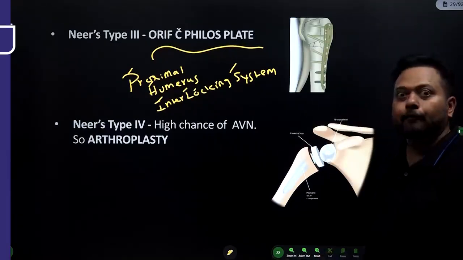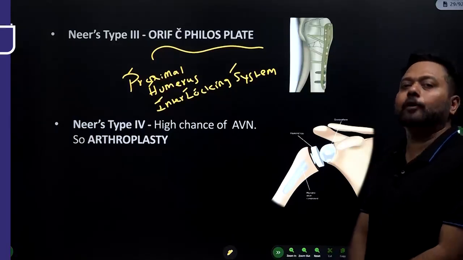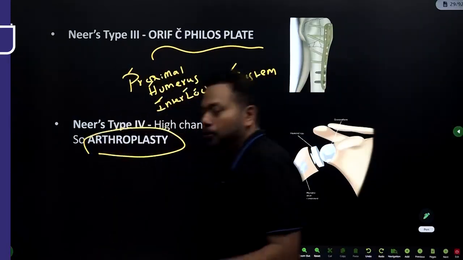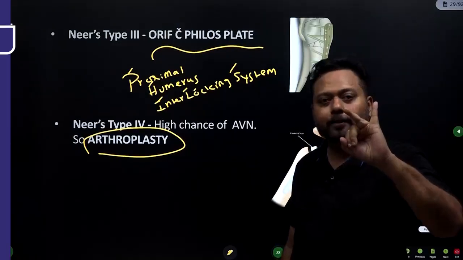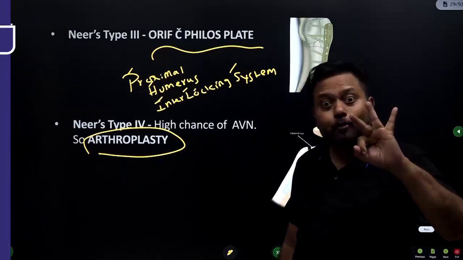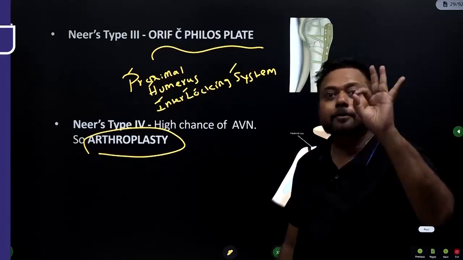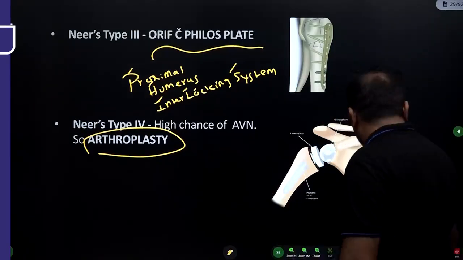If it is Neer's type 4, highly prone for avascular necrosis, so you have to go for shoulder replacement. Arthroplasty is the treatment of choice. So Neer's type 1 conservative, Neer's type 2 sometimes needs open reduction internal fixation with K-wire or something. Neer's type 3 definitely open reduction internal fixation with PHILOS plate. Neer's type 4 replacement arthroplasty, shoulder replacement arthroplasty. That's the treatment of choice.